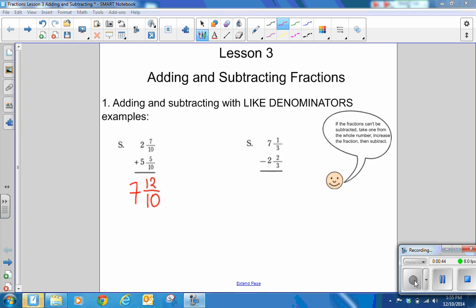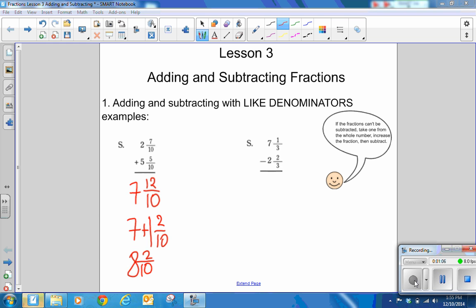12/10 is the same as 1 and 2/10, because 10 goes into 12 once, and then I have 2/10 left over. And now my final answer is 7 plus 1, which is 8, and 2/10.